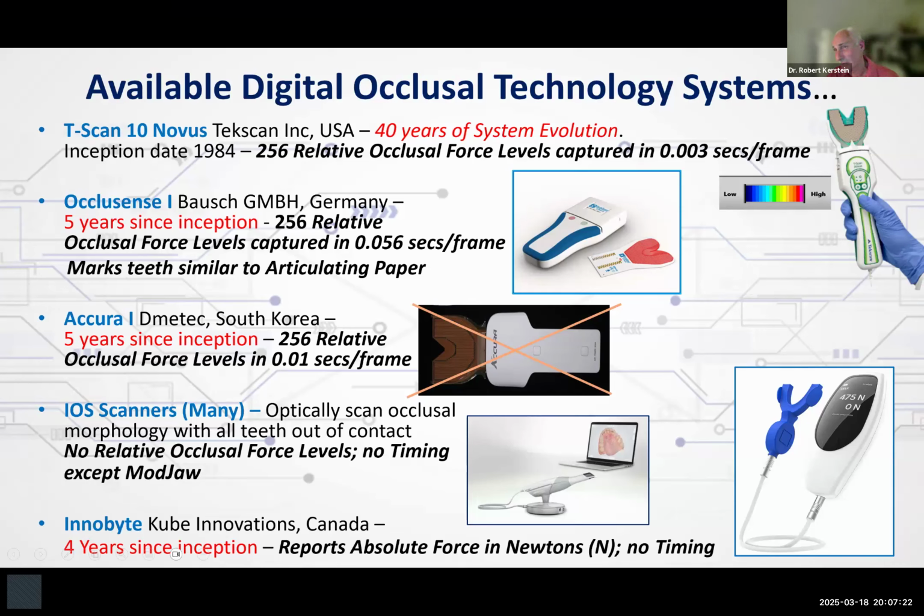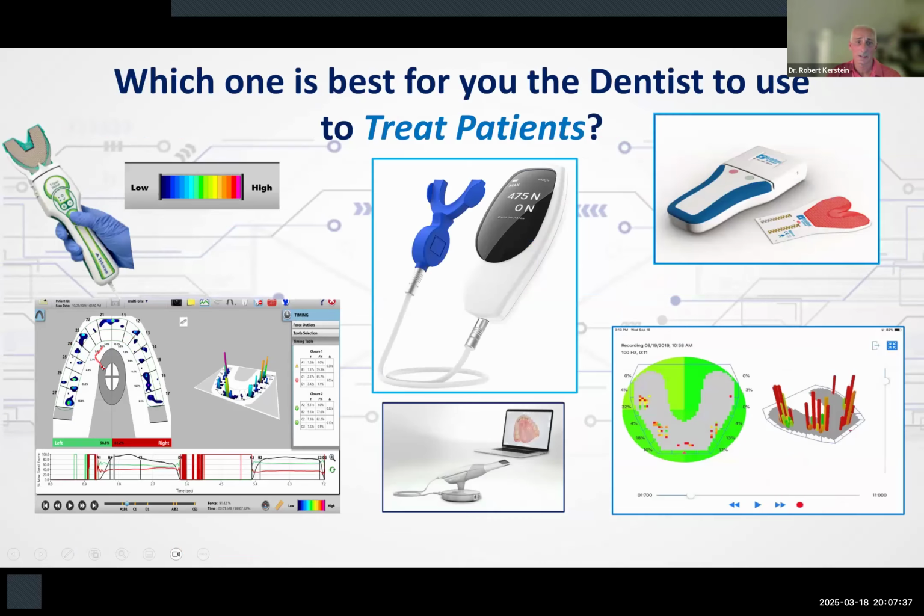Human bite strength ranges from like 0 to 700 newtons. Extreme bite force might be 800 to 900 newtons. So this example is showing median human bite force, a little bit more than median human bite force. But the real question is, which one of these is best for you, the dentist, to use to treat patients?